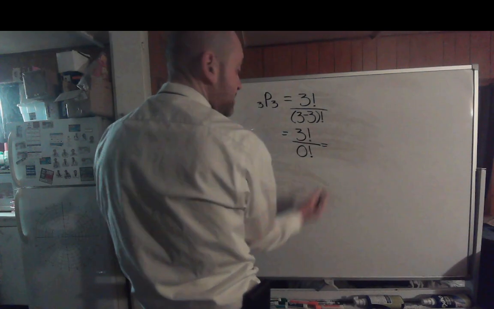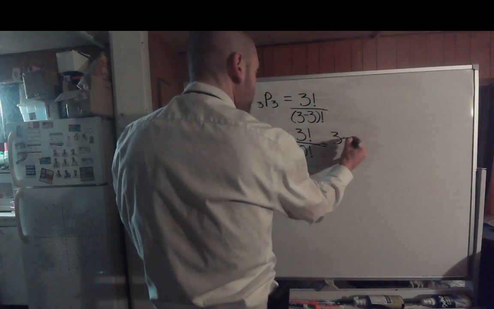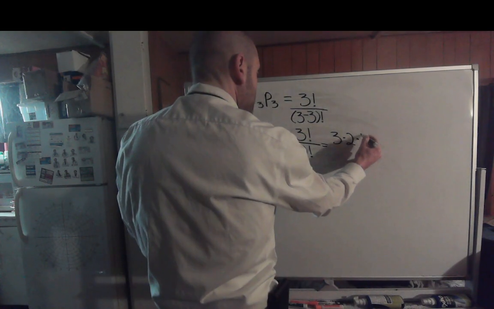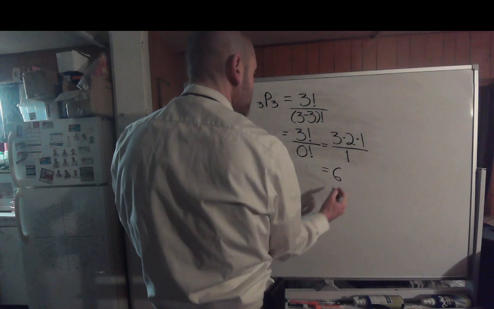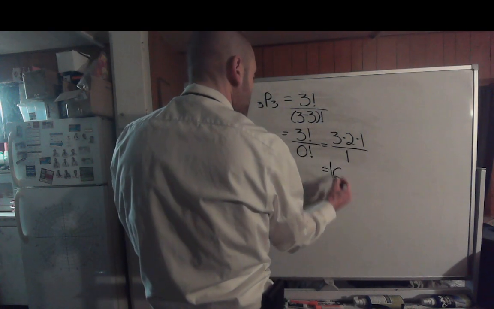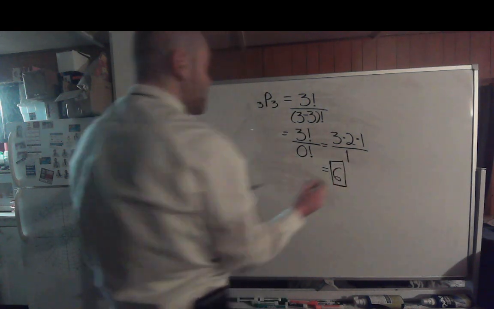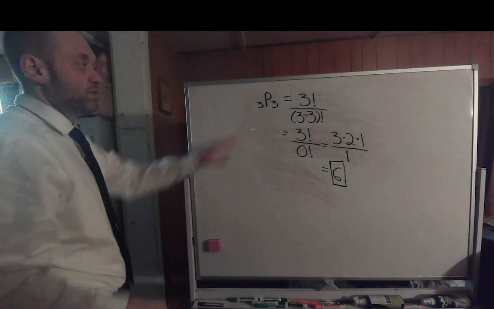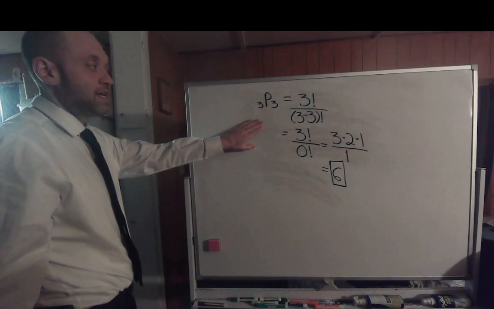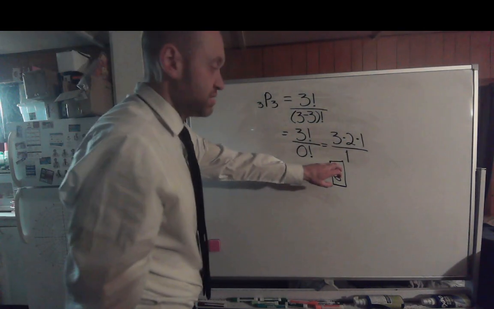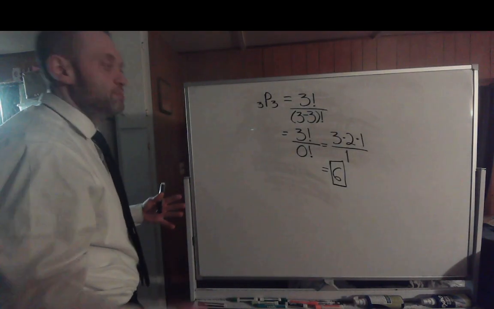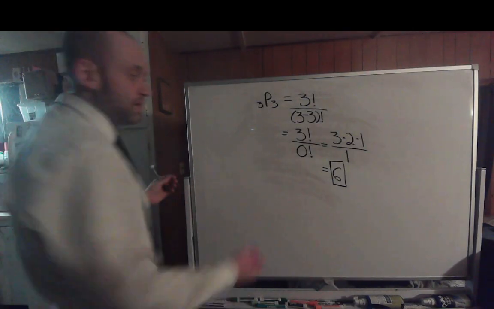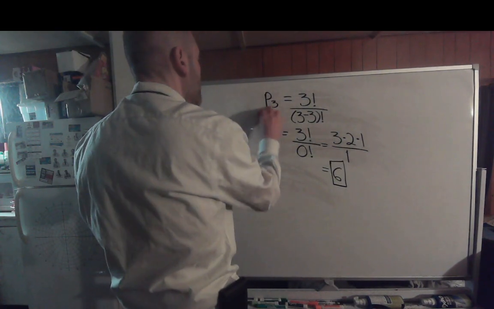So this is going to simplify into 3 times 2 times 1 all over 1, which would give you 6. So there are 6 possibilities for 3 things taken 3 at a time where the order does matter. That's how many possibilities you have to arrange a set of items or a set of numbers or something like that. Alright.